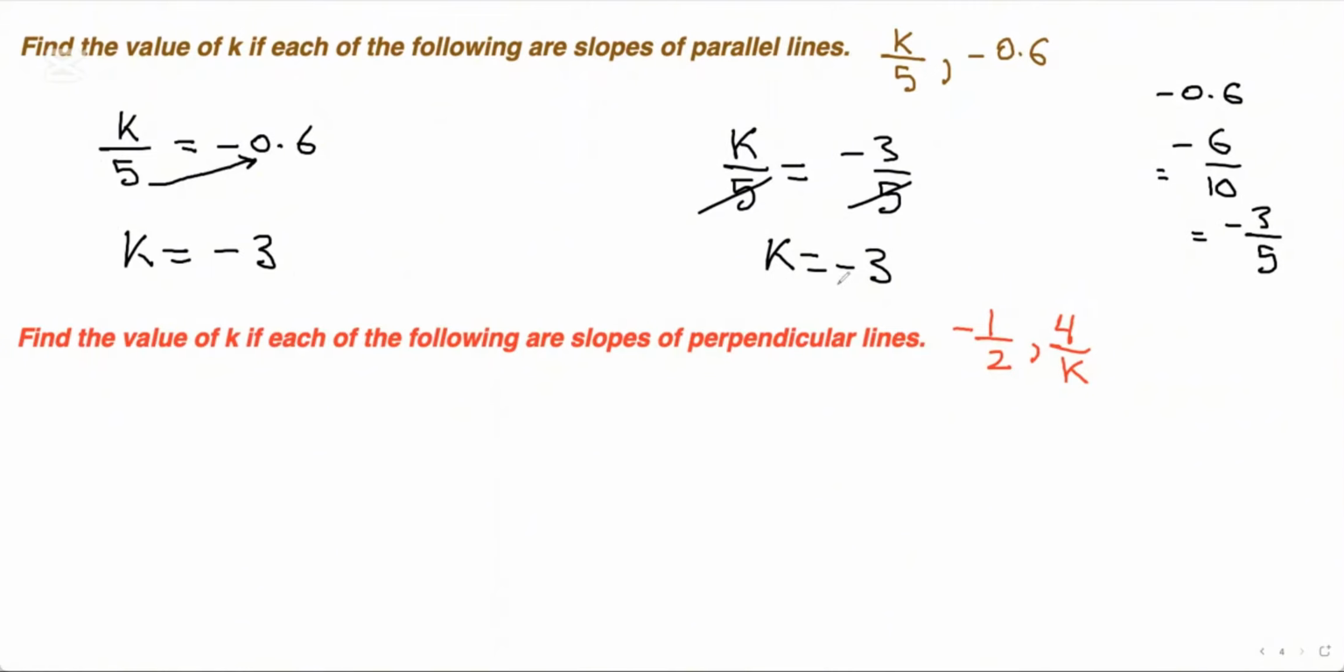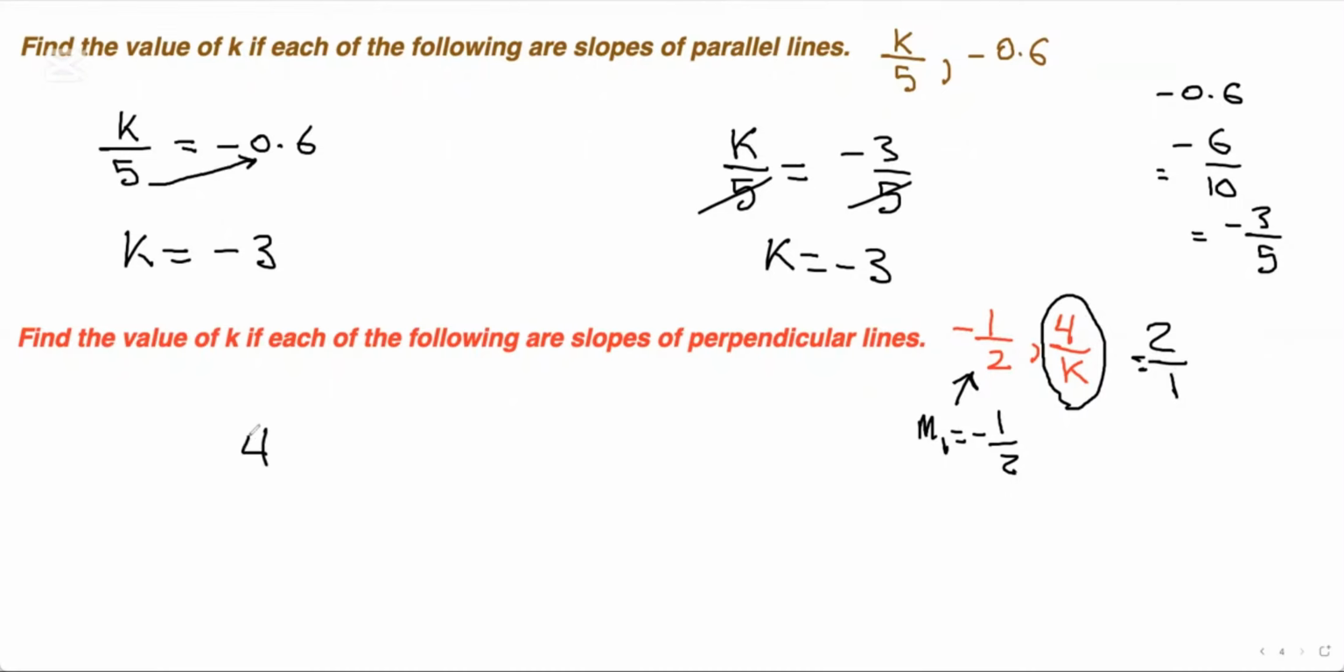So as we found it here, we found it here. Okay, so how about this? Find the value of k if each of the following are slopes of perpendicular lines. Now, if these two lines are perpendicular, then this slope and this slope should be the negative reciprocal of one another. We know one slope, m1, which is negative 1 over 2. And therefore, this one should equal 2 over 1, because if the two lines are perpendicular, they have negative reciprocal slopes. So if this is negative 1/2, then this should equal 2 over 1, or 2.